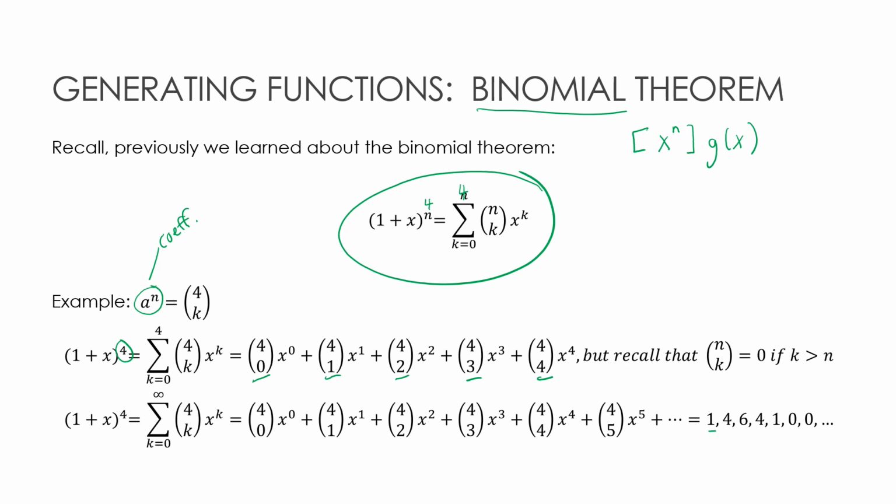I'm going to get my 1, which is 4 choose 0. 4 choose 1 is 4. 4 choose 2 is 6. 4 choose 3 is 4. 4 choose 4 is 1. Anything where k is greater than n is going to result in a 0. So this would be the series that I would come up with using the binomial theorem.